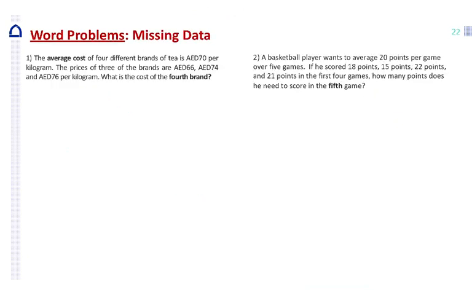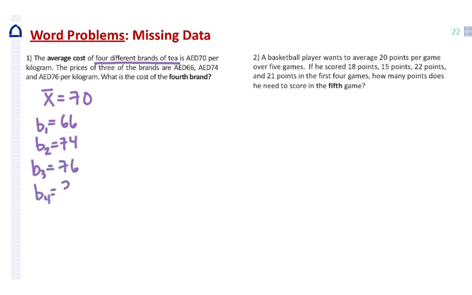Okay, the next type of word problem that we will often see, I like to call missing data. And you'll see with the two questions I chose, they're quite similar, different specifics, but the way we do them is going to be quite similar. So let's read what we have. We have the average cost of 4 different brands of tea is 70 per kg. So they're telling us the average is 70, and they told us the price of 3 brands. So we'll call it brand 1 is 66, brand 2 is 74, brand 3 is 76, but we do not know the 4th brand. That's what is missing. So we want to find that out.